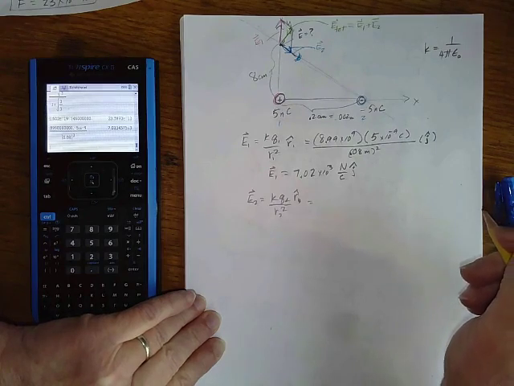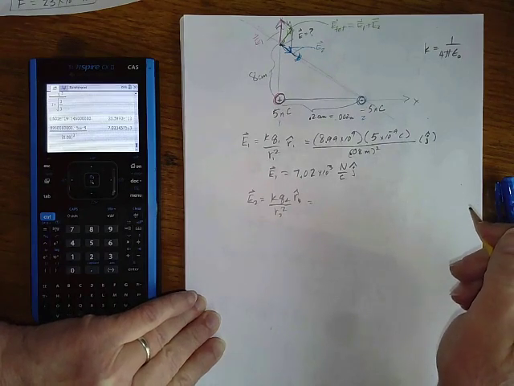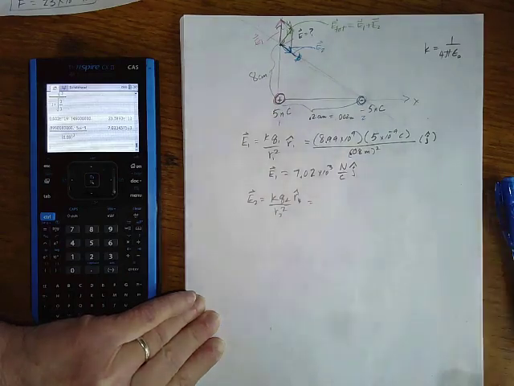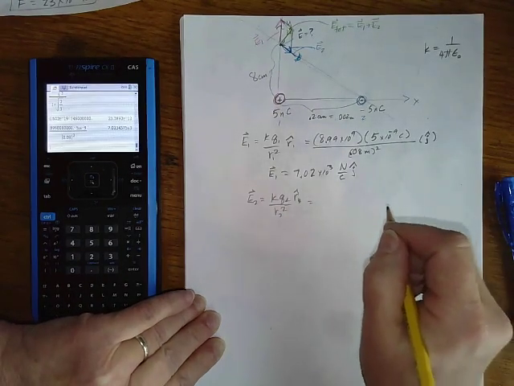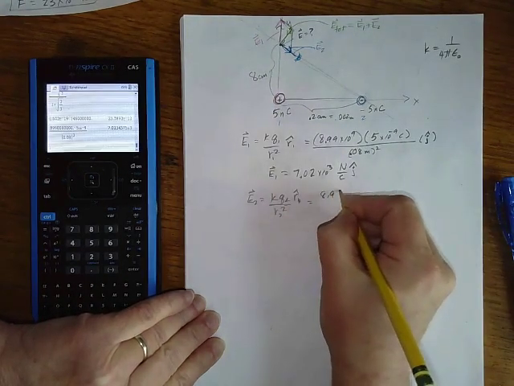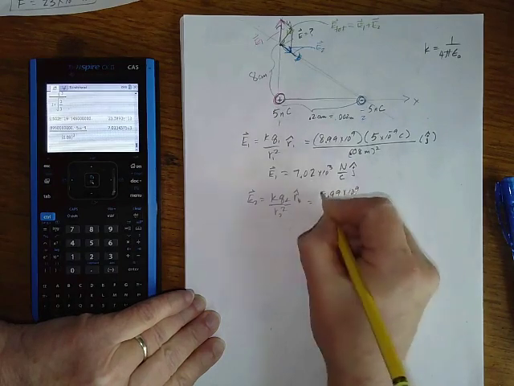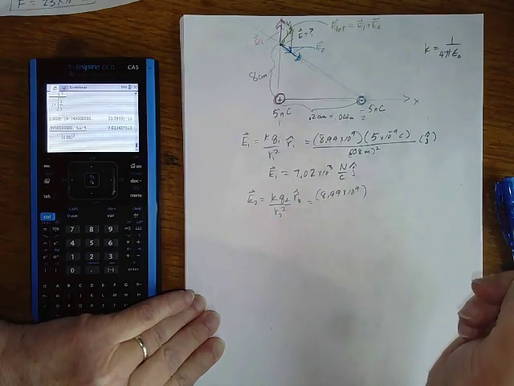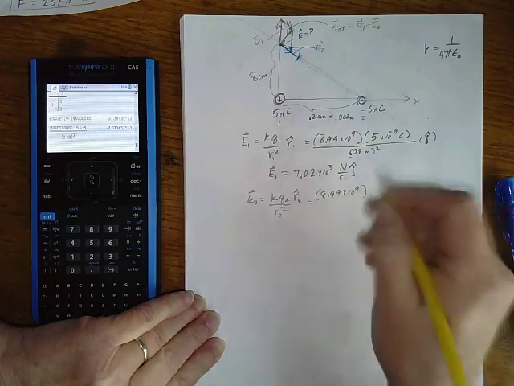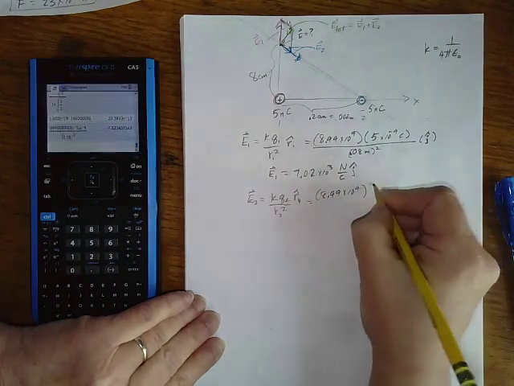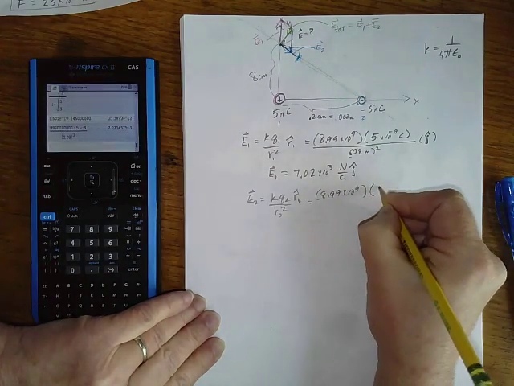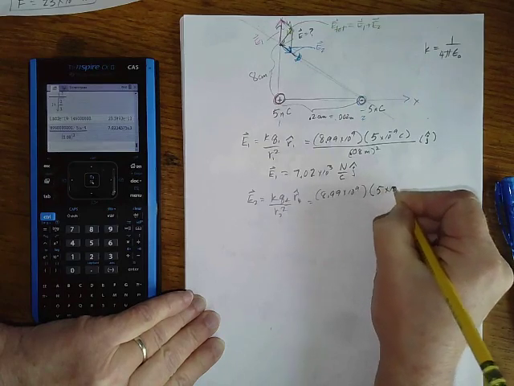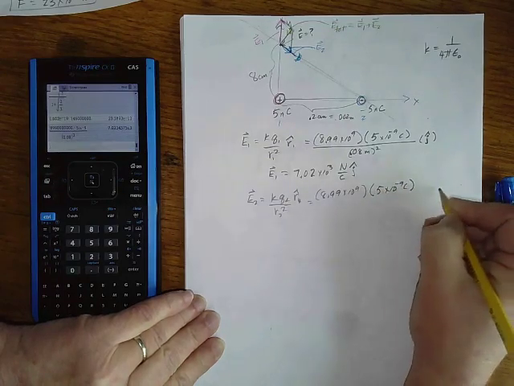Alrighty, so not drawn to scale, by any means. So, K. K is easy. 8.99 times 10 to the 9th, right? Newton, Coulomb squared, all those units on there. Q2, easy still. 5 nanocoulombs, 5 times 10 to the negative 9th in terms of size.